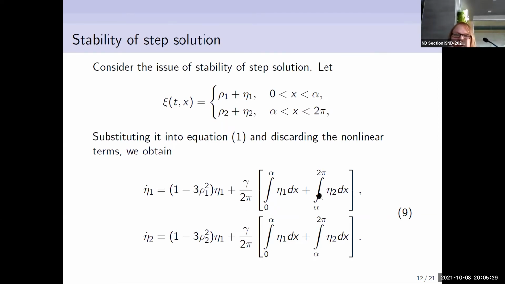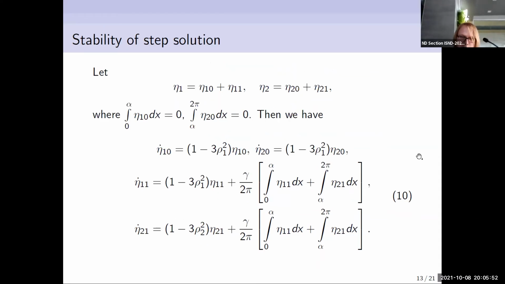Now we consider the issue of stability of these step solutions. Let C(t,x) be in this form, where eta 1, eta 2 are small functions. Substituting it into equation 1 and discarding the nonlinear terms, we obtain the system 9. And as in the previous case, let eta 1 and eta 2 be a sum of two functions, where the integral from 0 to alpha of eta 1, 0 equals 0, and the integral from alpha to p of eta 2, 0 equals 0. Then we have the system 10 of 4 differential equations.